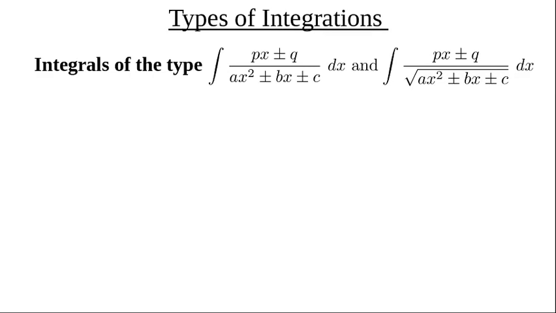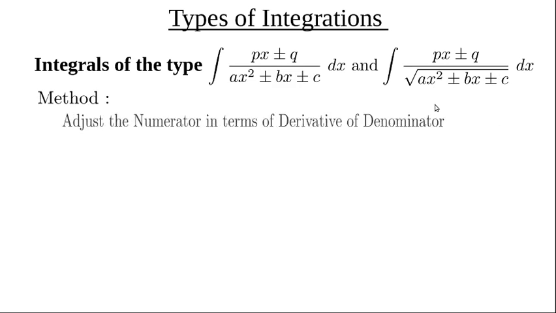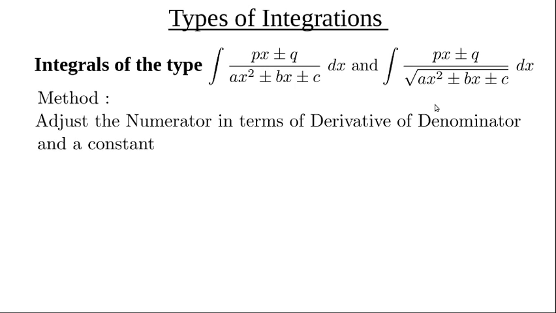So integrals of the type (px plus or minus q) upon (ax square plus or minus bx plus or minus c) dx, and the same expression in the denominator with a square root. What we find in these two types is that the numerator is a linear polynomial, and the denominator here is a quadratic without square root, and here it is a quadratic with square root. In such cases we have a simple method: we adjust the numerator in terms of the derivative of the denominator. Denominator means this quadratic polynomial, not the whole denominator, because here you have a square root.